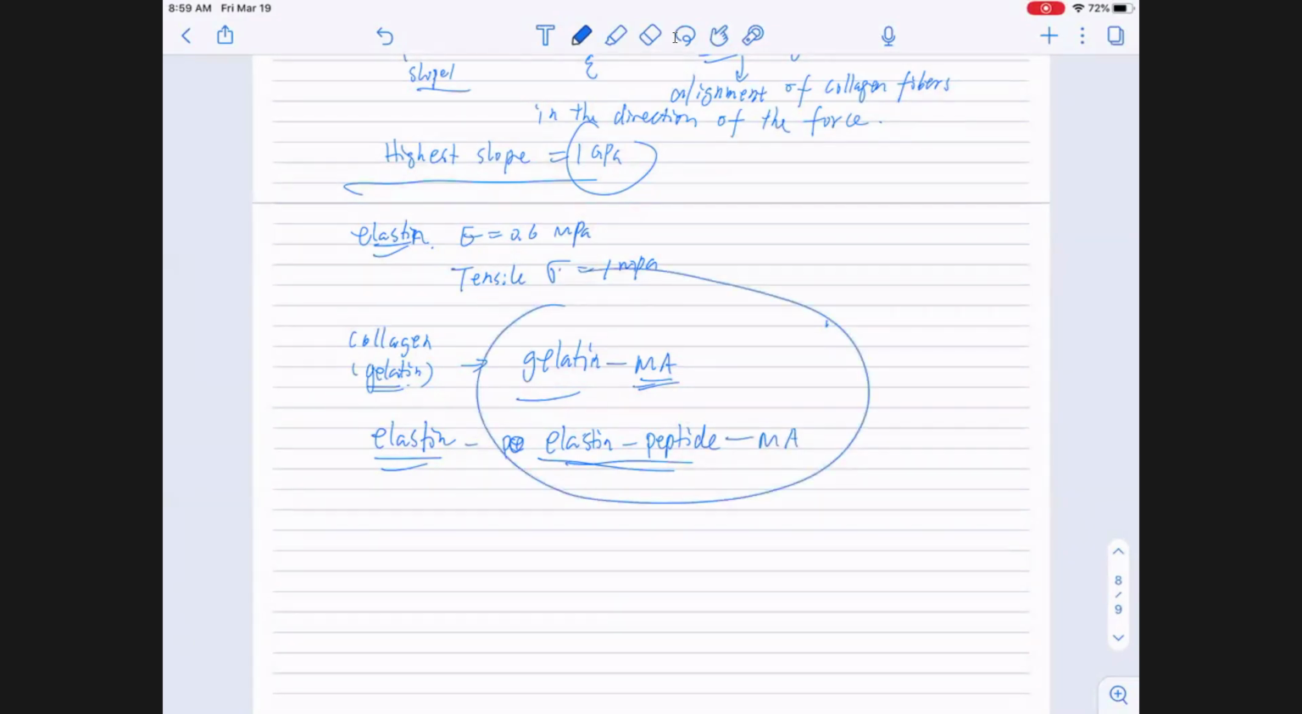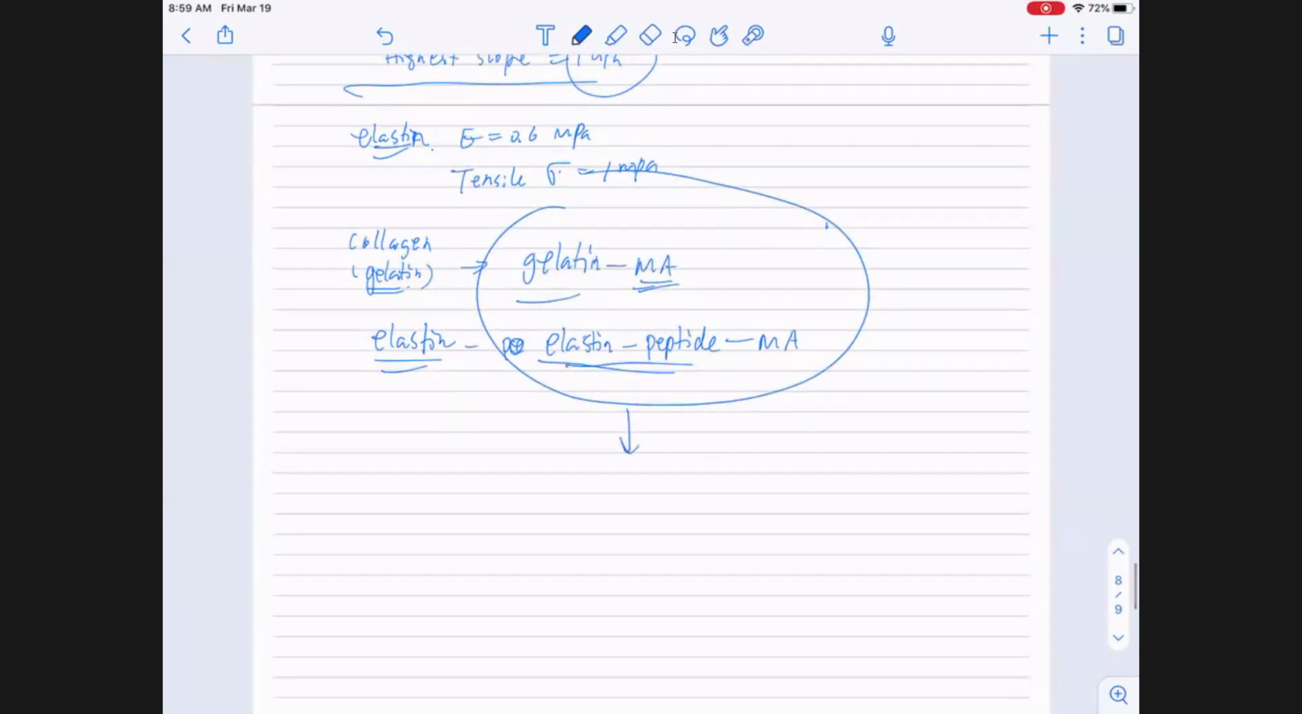Then, because we have the MA double bond, with the double bond it means free radical polymerization. Yeah, you can use addition, right? Not step growth. Addition polymerization.